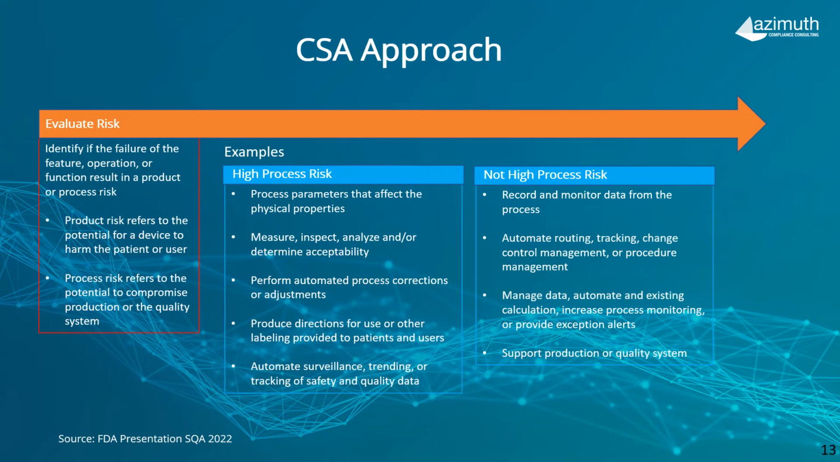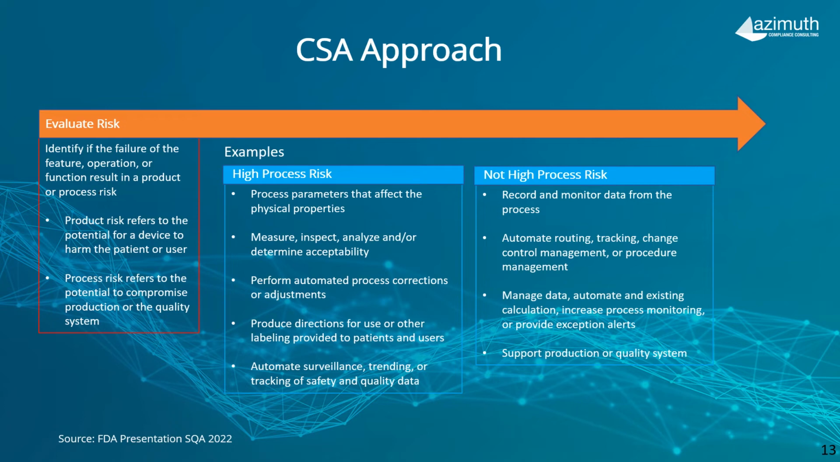Evaluate risk is your next step in the process. You should identify if a feature, operation, or function results in a product or process risk. Product risk refers to the potential for a device to harm a patient, so patient safety risk. Process risk refers to the potential to compromise production or quality system, product quality or data integrity risk.